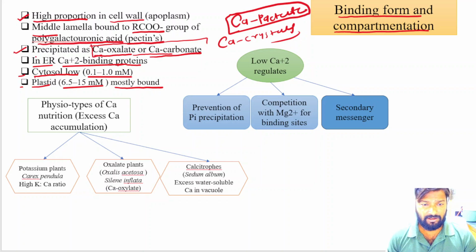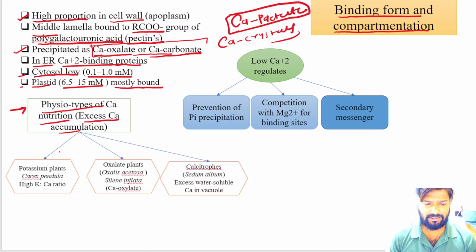Next point: when calcium is found in excess amount, or excess calcium accumulation, the plant is mostly classified as a calcicole. These are the physiotypes of excess calcium nutrition.